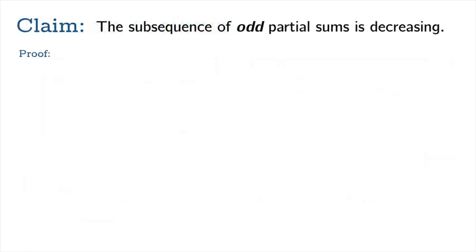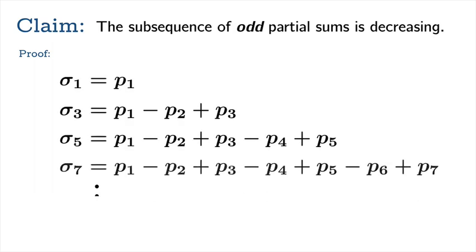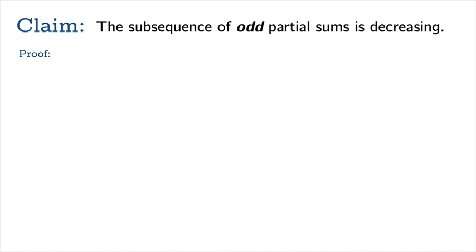And if you saw the video on the alternating harmonic series, these parts will look quite familiar. So the first claim is the subsequence of odd partial sums is decreasing. So the odd partial sums look like this. And the thing to notice is the very last thing you do is you subtract and then add these last two terms to get the new partial sums.